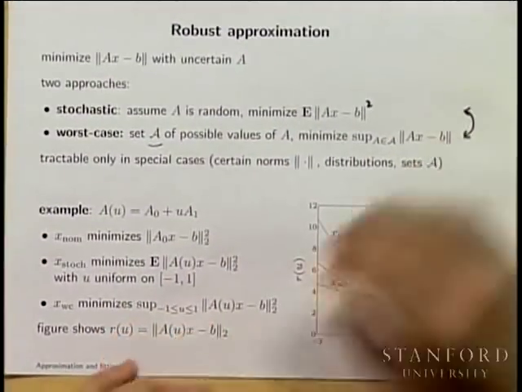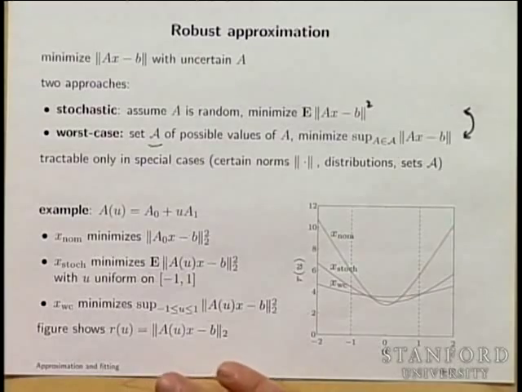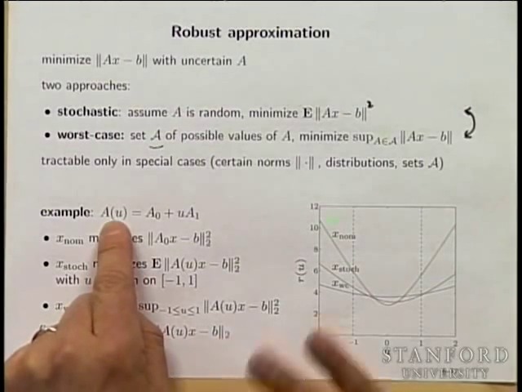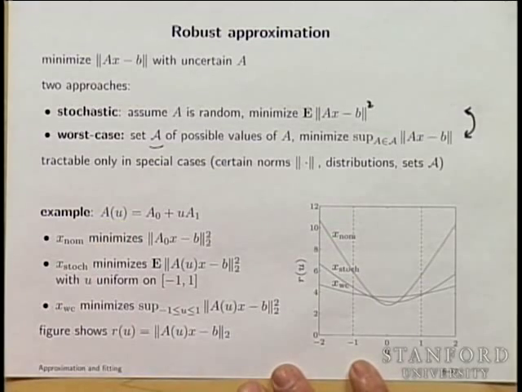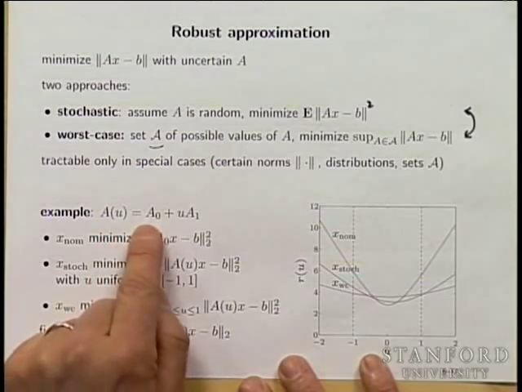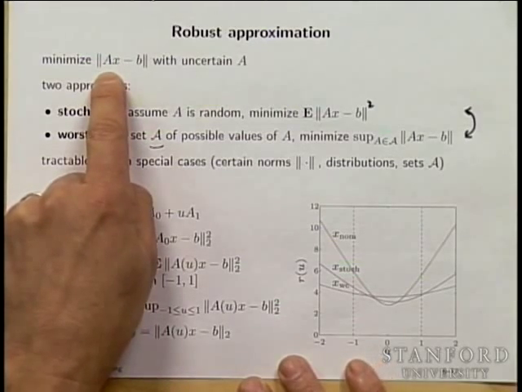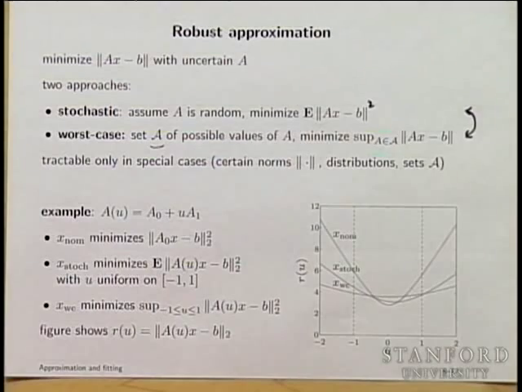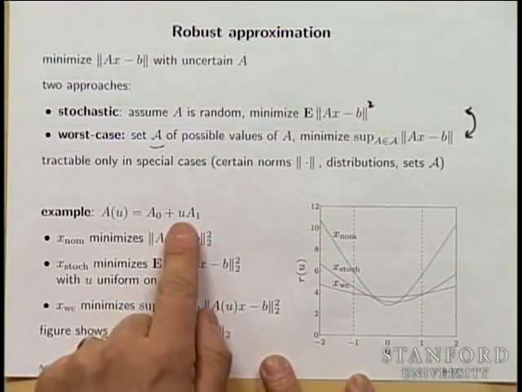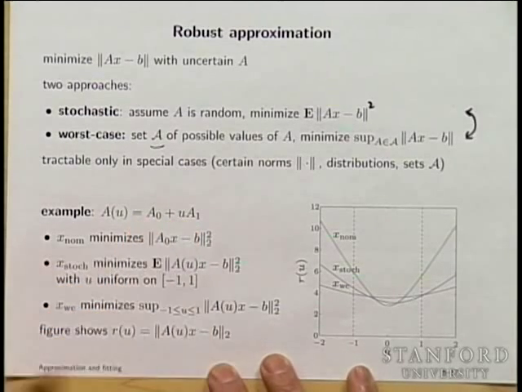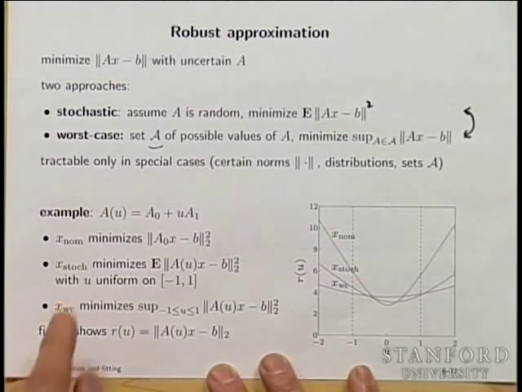So let's just look at a really simple example. Here's what we're going to do. It's this dumb. We're actually going to have a line segment of A's. So your A matrix, which maps x into y, is actually unknown and it lies on a line segment parameterized by u here. So it's a line segment. u equals 0 maybe is the nominal value, something like that.